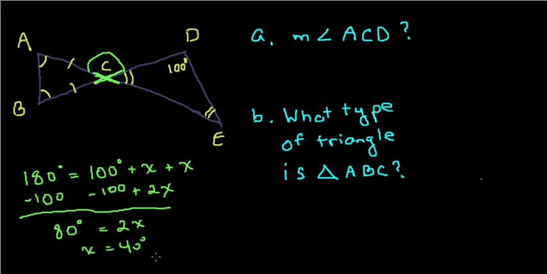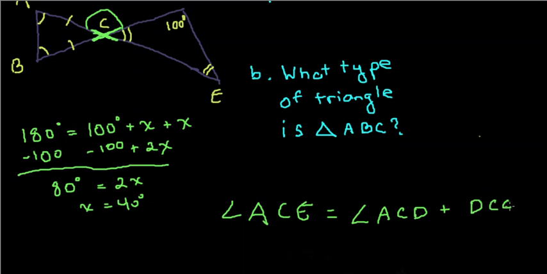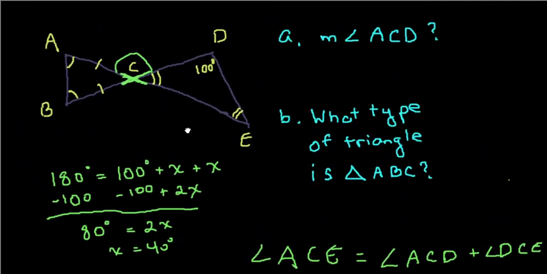Now why did I do this? The whole point of solving for this angle x, which I just named arbitrarily, is that when you draw the line ACE, let me make some room, the measure of angle ACE, which is just 180 degrees or a straight line, is equal to the measure of angle ACD plus the measure of angle DCE.